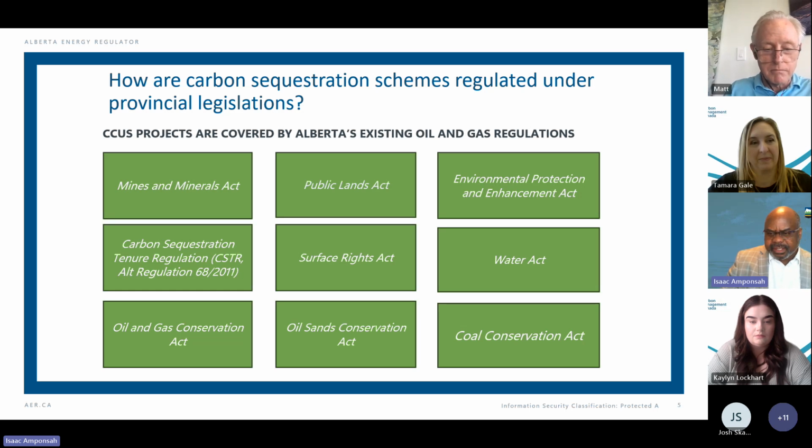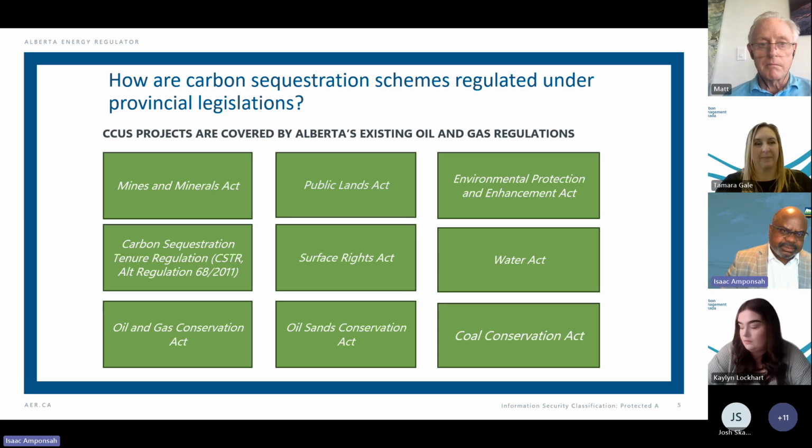Approvals for captured facilities that are regulated by the AER can be licensed under these acts and associated rules. The Public Lands Act and Service Right Act are acts that deal with surface access. For companies to operate a surface facility or subsurface facility, they would have to obtain Public Lands Act approval.